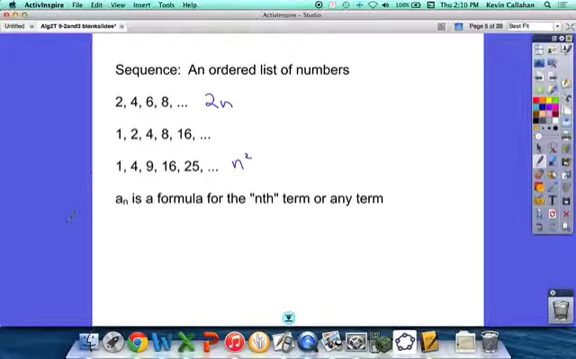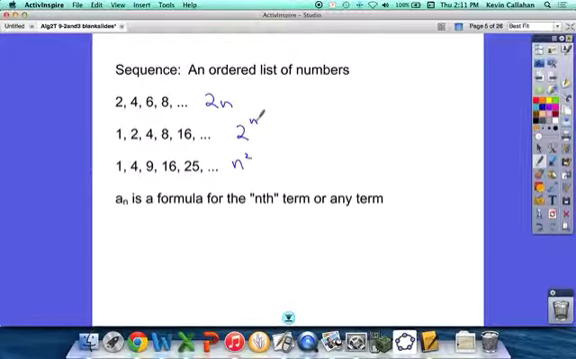Now, who could come up with a formula for the second sequence? A sub n for the second sequence. What does it look like is going on there? It looks like you're just doubling it, right? So every term has one more factor of 2. And you know how you make that happen? You're going to raise 2 to a power. That way, every time n is one more, you get one more factor of 2.